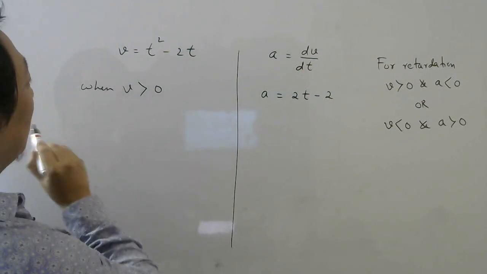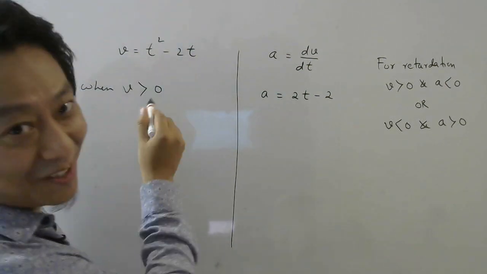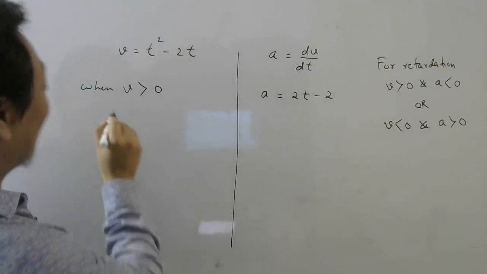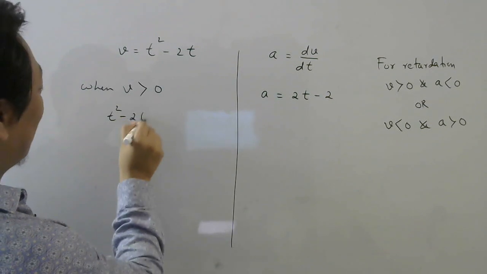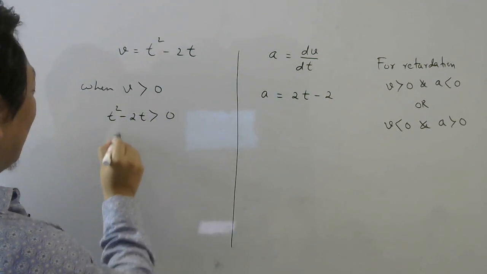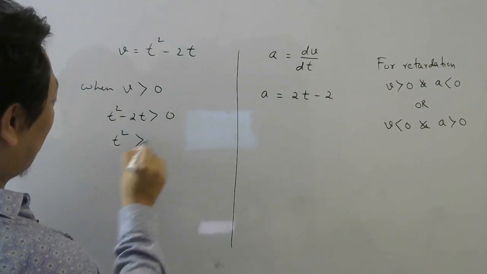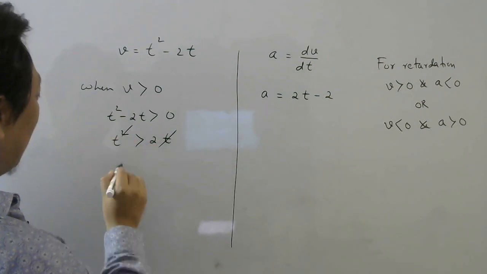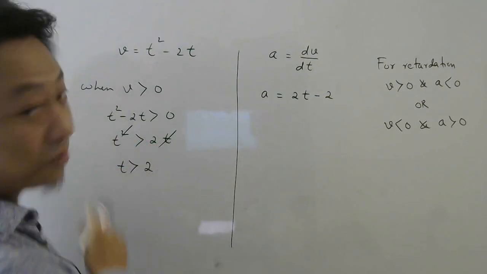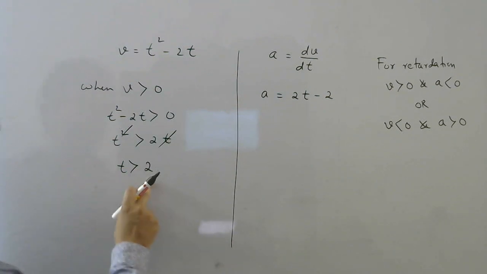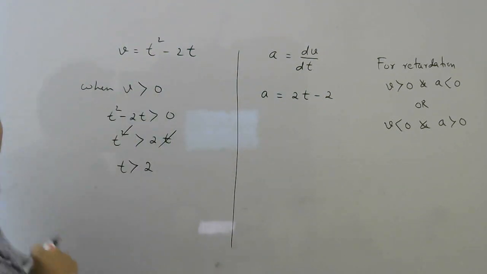So for velocity to be greater than 0, this should be greater than 0 because this is the velocity formula, right? So t square minus 2t should be greater than 0. t square, if you take it this side, should be greater than 2t. One t will cancel, so t should be greater than 2. So if t is greater than 2, your velocity will be positive.